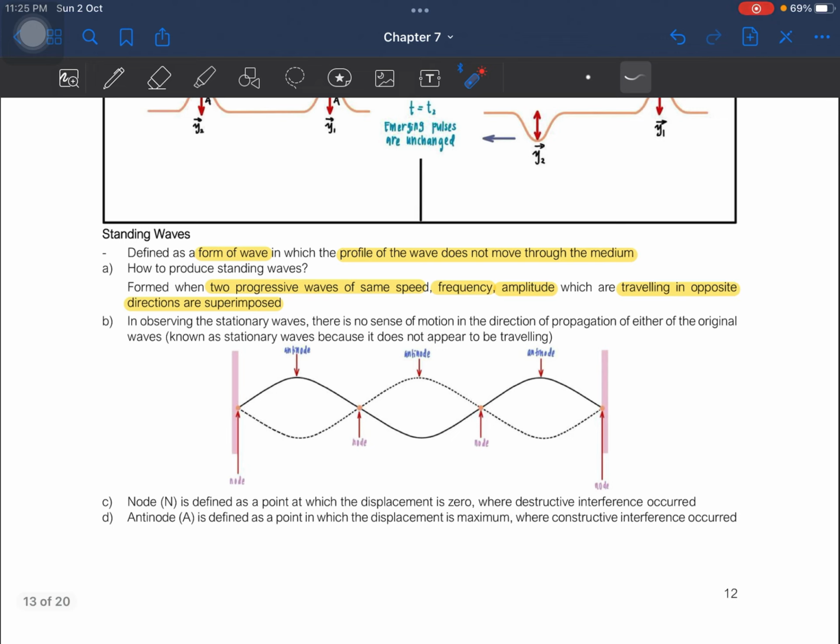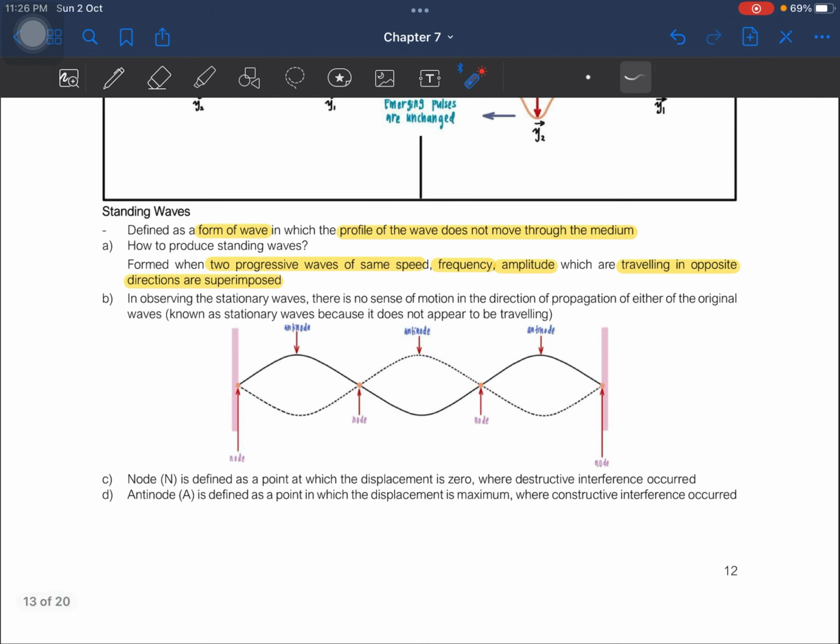So in observing stationary waves, there is no sense of motion in the direction of propagation. So kita tidak boleh tengok dia sekarang ni bergerak ke kanan ataupun ke kiri. Atau okay, dia tidak ada movement yang kita boleh nampak. So that's why they call it a stationary wave. Kenapa? Sebab it does not appear to be travelling. Dia macam ni je, tapi dia ada movement. Cuma we cannot see, we cannot sense that motion. Okay? Yalah, begitulah. Itulah standing waves.